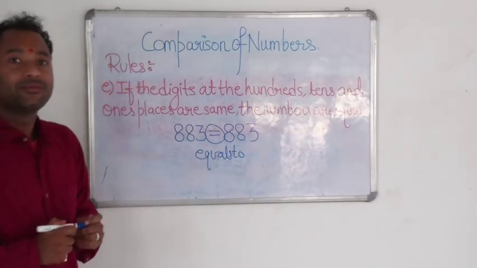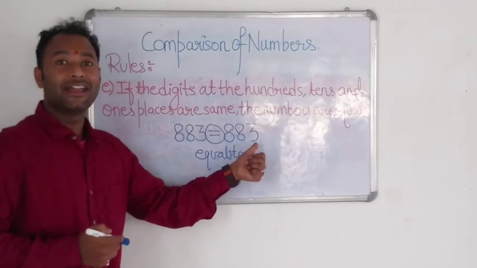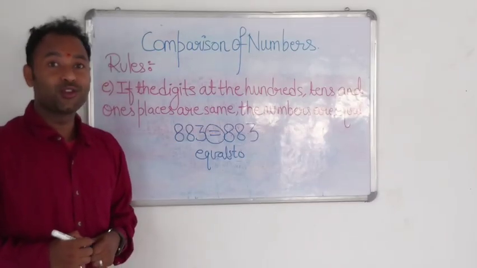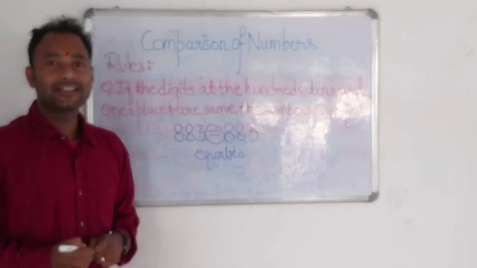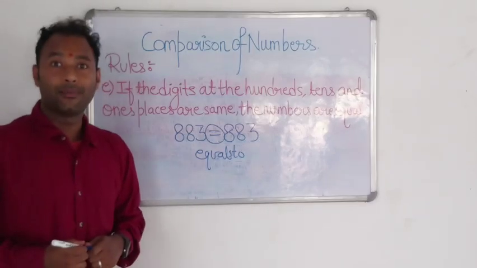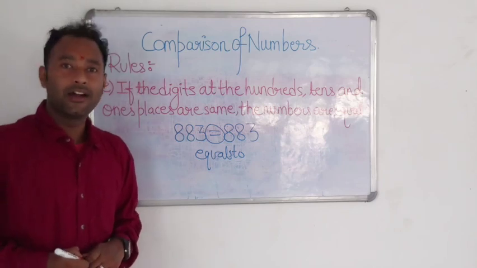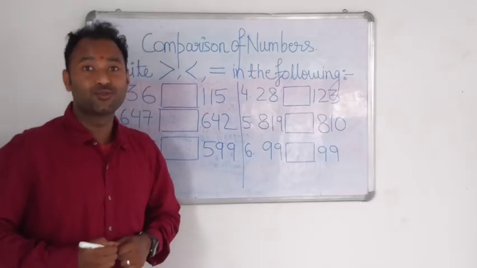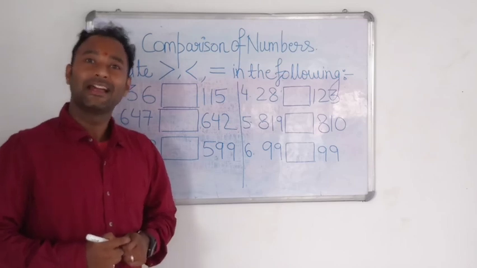So we will say that 883 is equals to 883. So this is interesting, students. Now you would be able to compare numbers very well. Next we are going to solve some questions on the board, but you will not write anything from the board. You will simply learn it and understand it. Understood, students? You have to tell me which number is greater and which number is equals to.